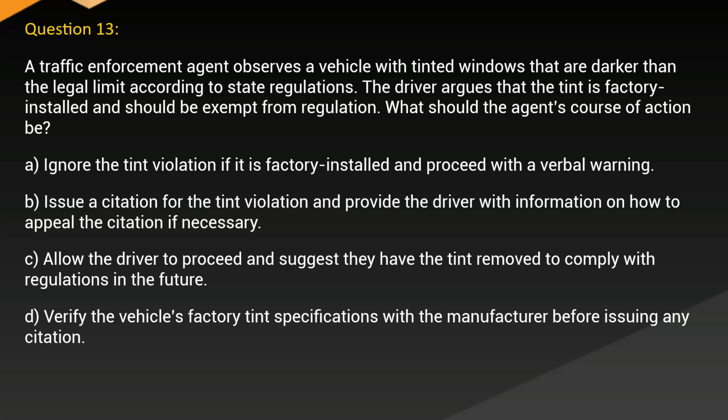A. Ignore the tint violation if it is factory installed and proceed with a verbal warning. B. Issue a citation for the tint violation and provide the driver with information on how to appeal the citation if necessary. C. Allow the driver to proceed and suggest they have the tint removed to comply with regulations in the future. D. Verify the vehicle's factory tint specifications with the manufacturer before issuing any citation.